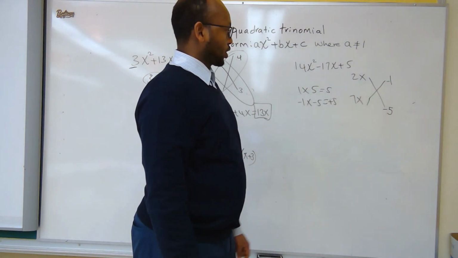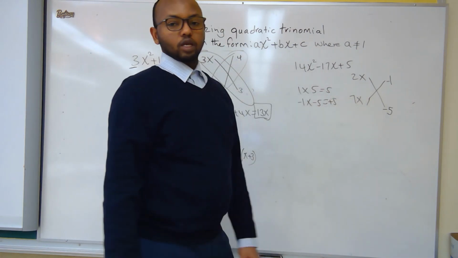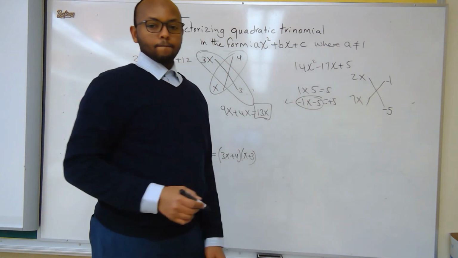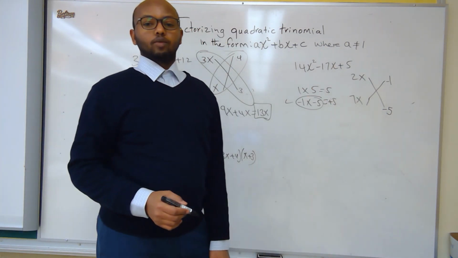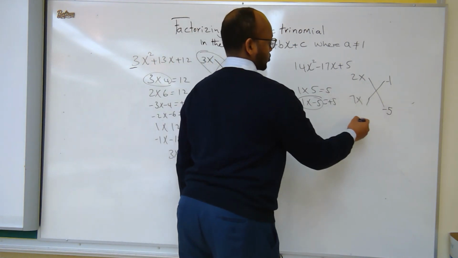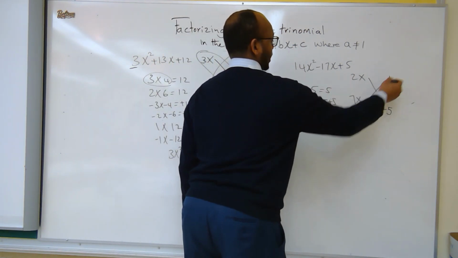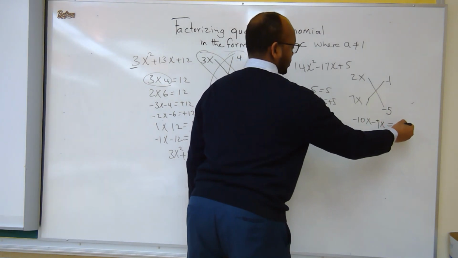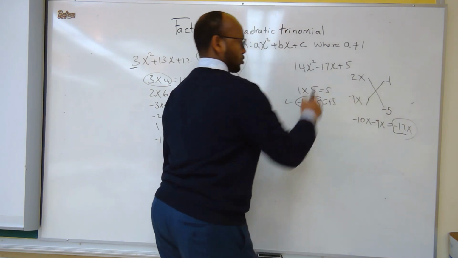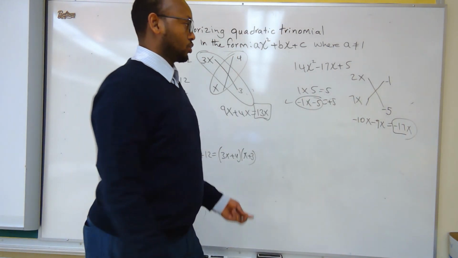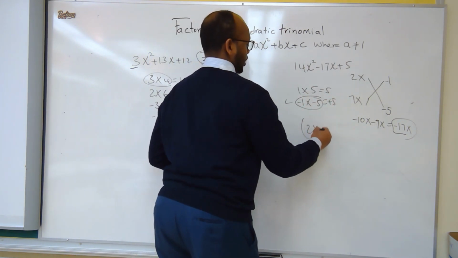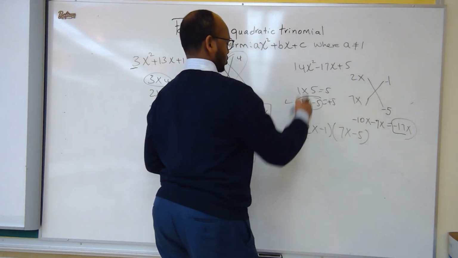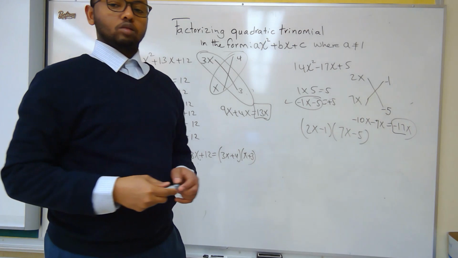Why am I using negatives? Because when I add, the middle is negative. So I'm taking the negative part, not the positive part. But if I multiply, both of them will be positive. So 2 times 5 gives me minus 10x. 1 times 7 gives minus 7x. When I add, the total is negative 17x, which is the coefficient of the middle x. That's what I need. Then take the top together: (2x minus 1)(7x minus 5). So that is the factorization of this quadratic trinomial.